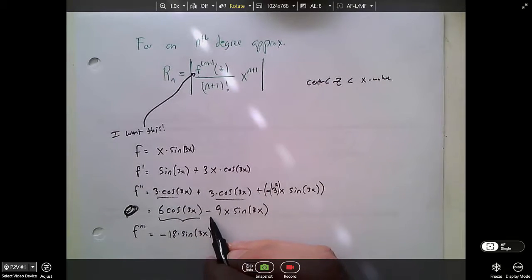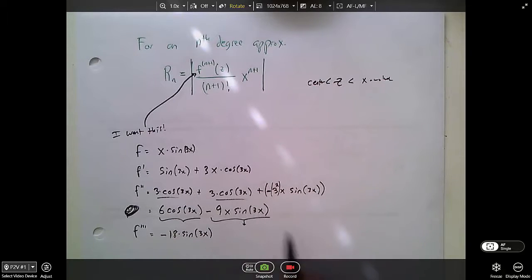And then let's do this one now. So I'm going to use the product rule again. So the derivative of negative 9x is negative 9 sine 3x. And then plus the derivative of sine 3x is going to be cosine 3x times a 3. And then the negative 9x is still there.